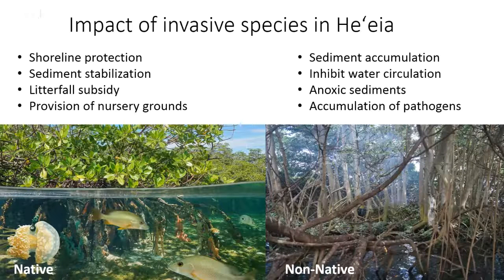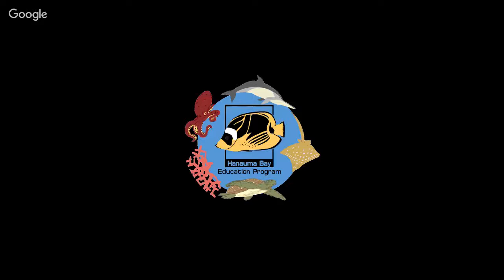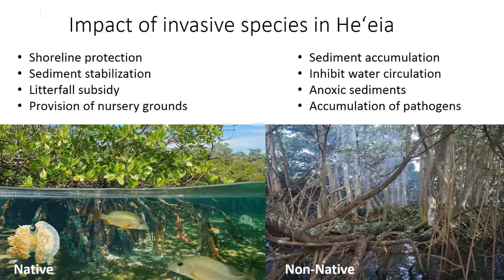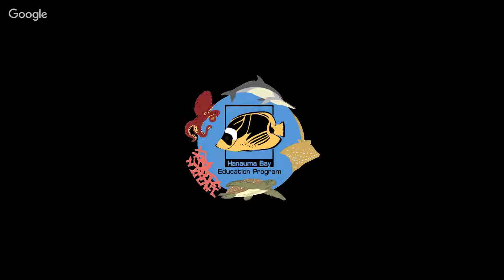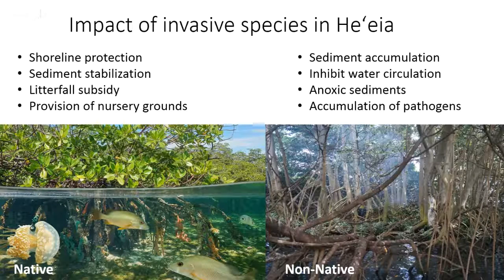But when not native, and on the picture on the left, you can see a very healthy ecosystem. But in Hawaii, they were introduced intentionally to capture some of the sediment runoff. And then they caused a cascade of problems, basically transforming the natural sandy habitat into a very heavily vegetated area that inhibited water exchange and water flux, and also accumulated sediments.